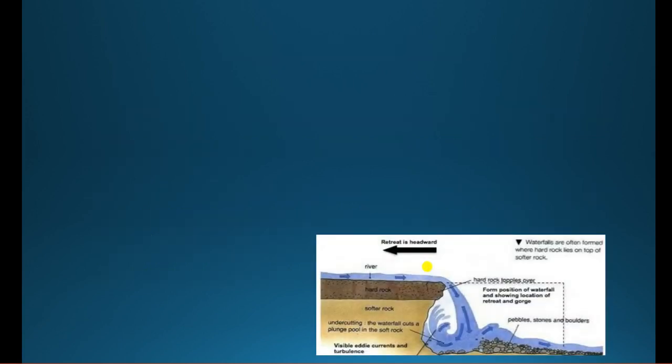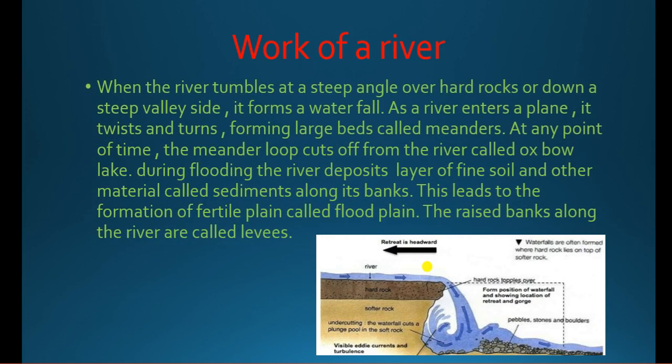Now let us see how different agents play their part in shaping the landforms. Let's first talk of the work of a river. When a river tumbles at a steep angle over hard rock or down a steep valley side, it forms a waterfall.